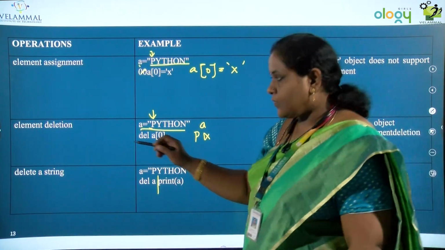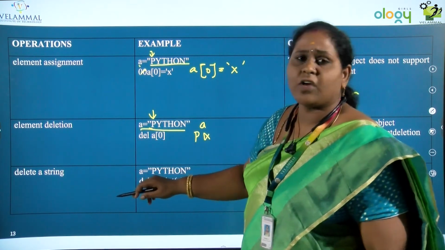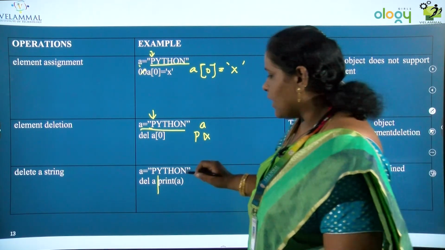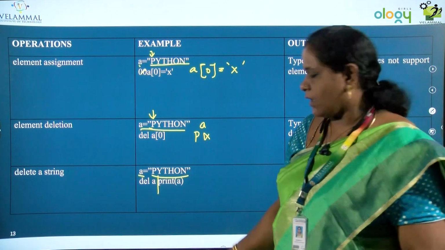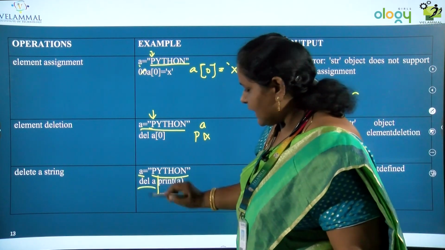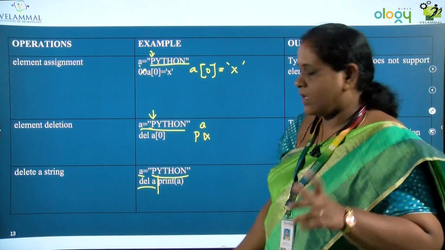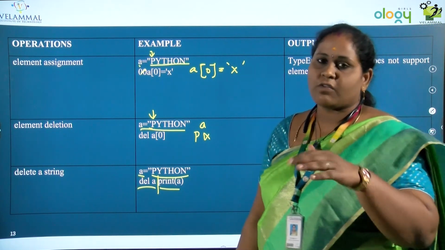Fine. So far we have just seen the element assignment and element deletion. So next, you're going to delete your string completely. In such a case, you create a string A and give the value for the string as Python. Next you are going to del A. Del A is a method where you completely delete your string. After deleting, I'm going to type print A. Let me check whether it's going to come or not.